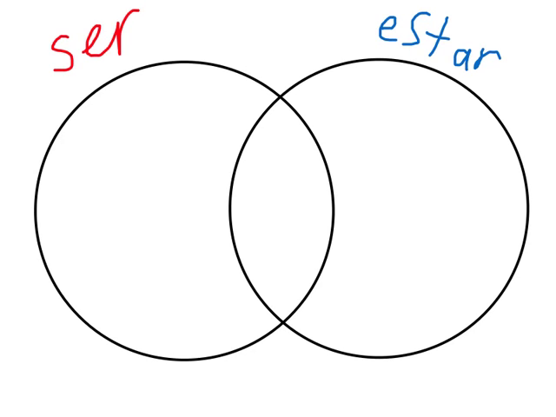So first let's talk about some ways that they are the same. Both verbs mean to be. Both verbs have yo forms that end in oy, right? We have soy and estoy. And both are irregular verbs in the way that they are conjugated. So these are the three ways that we can see that these verbs are alike, mainly that they both mean to be. That's a pretty big one.